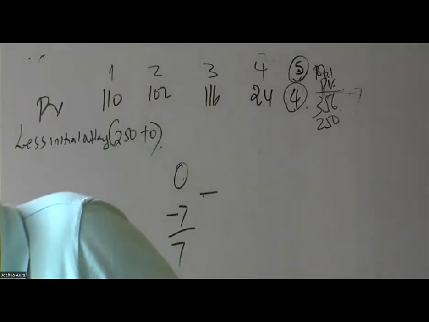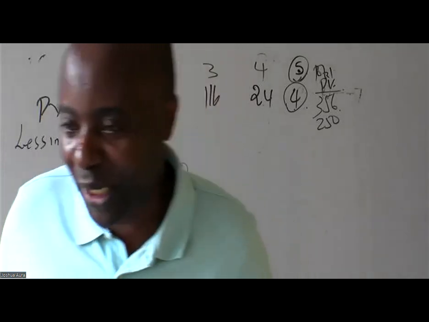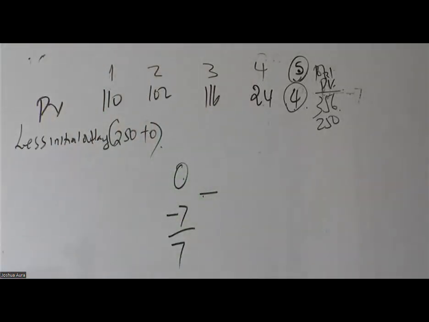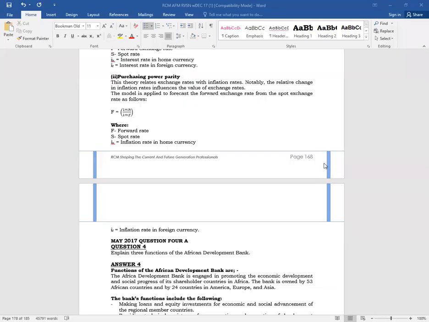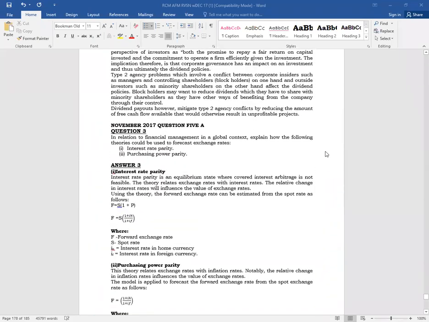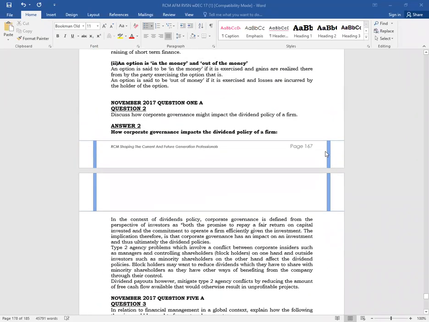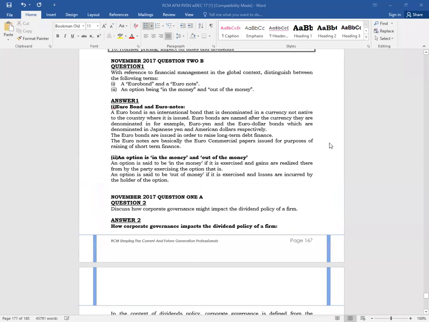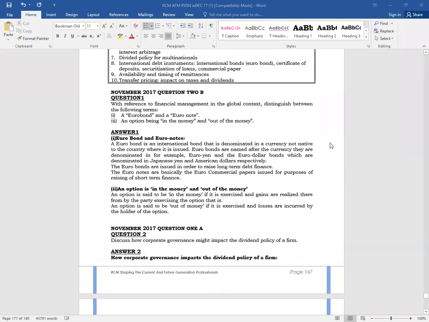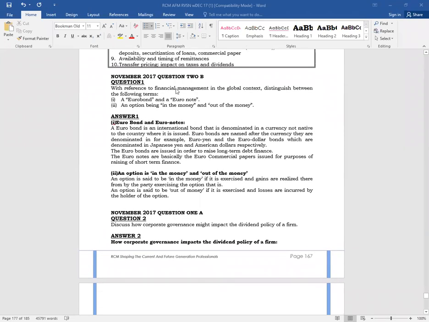Now, ladies and gentlemen, what comes first? The theory. So in international finance, I would want you to always remember these things. You have to be in a position of knowing these terms: Eurobond, Euronote. Do you know them? Do you know the difference between a Eurobond and a Euronote?